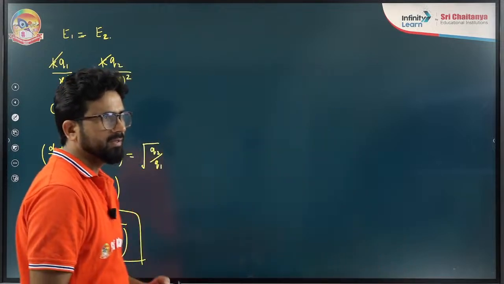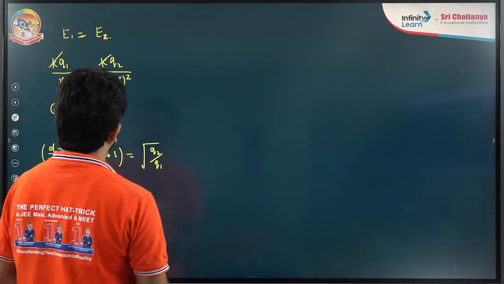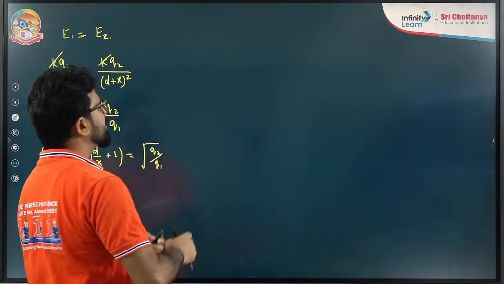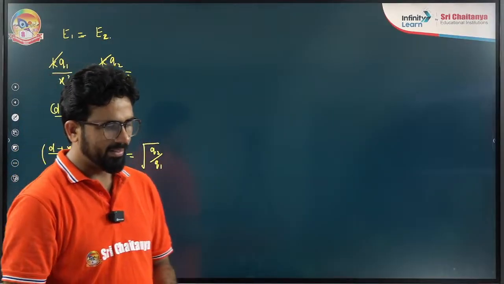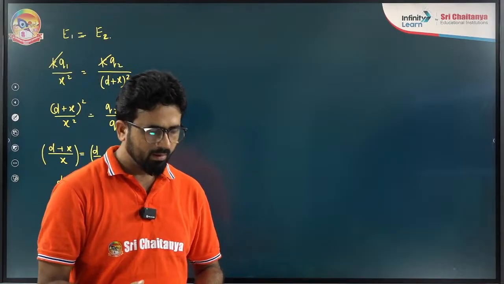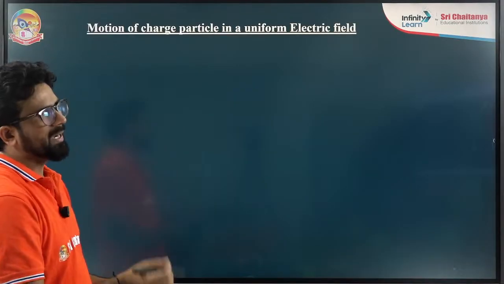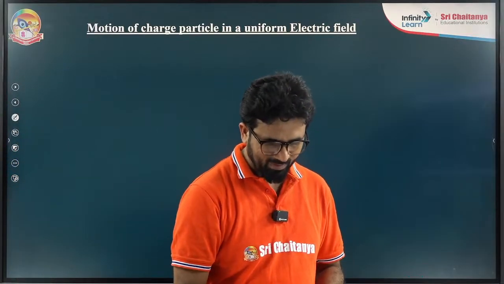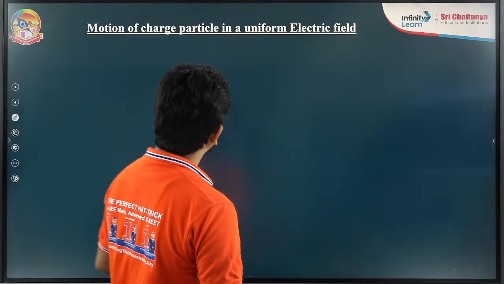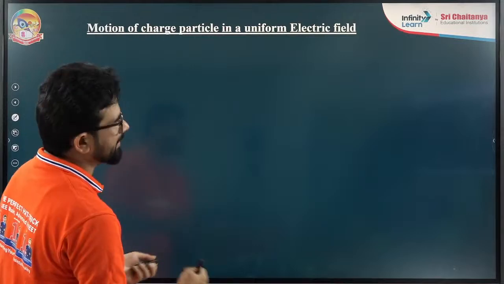Okay, you can see this part. Good, beta. Now understand this thing. The next point we are going to discuss is how the motion of a particle can be seen when a charged particle is placed in an electric field. So we want to see that part.